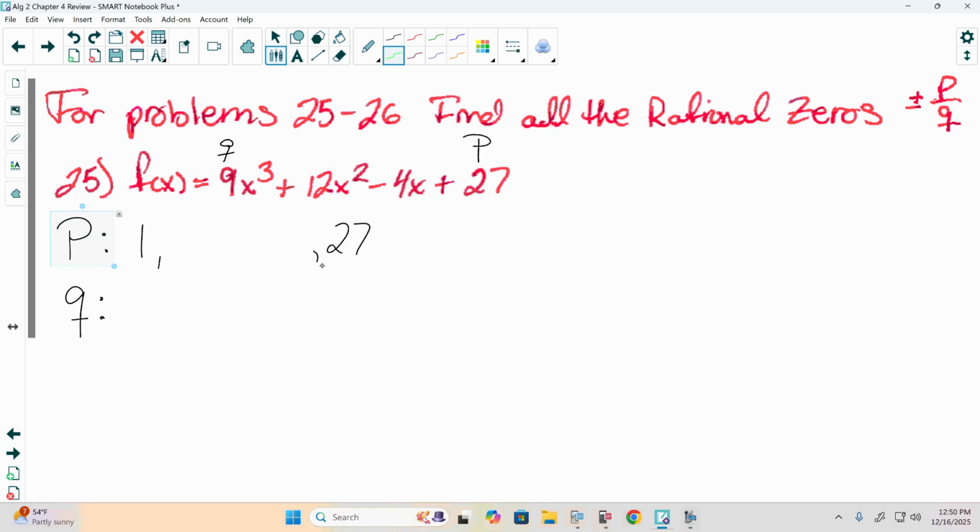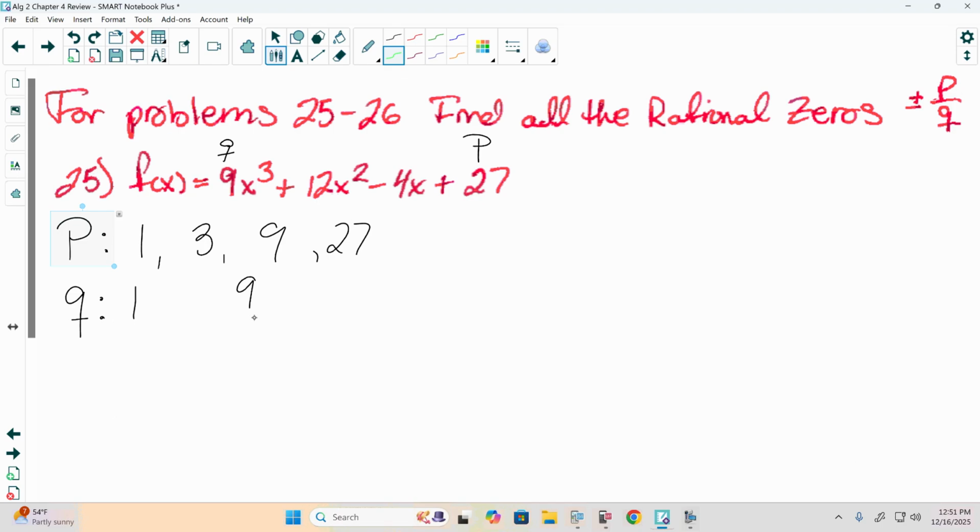You'd always want to start with 1 and the number itself, so 1 and 27 would be our first set of factors. Then we could go, 2 is not a factor, but 3 is, 3 and 9, and then that's going to be it. Those are the only factors of 27: 1 and 27, 3 and 9.